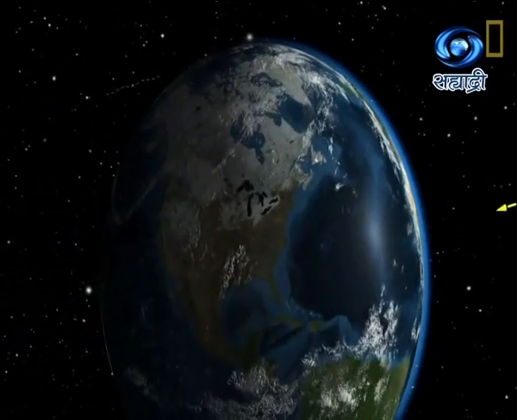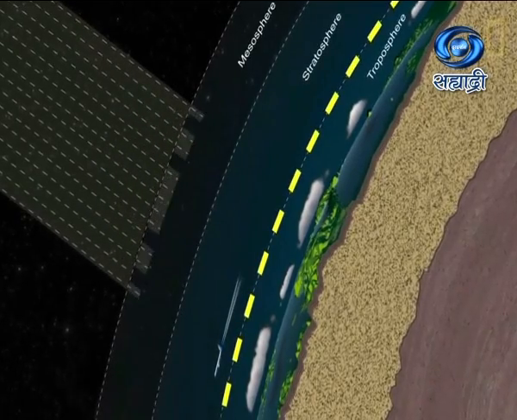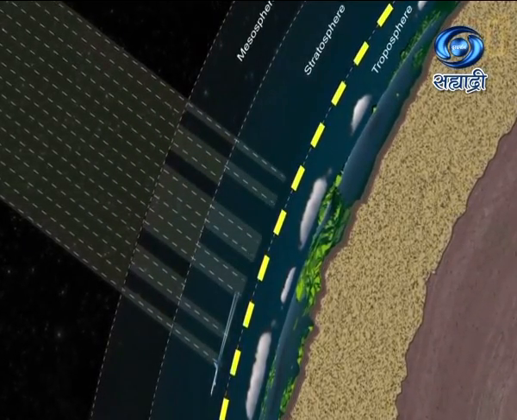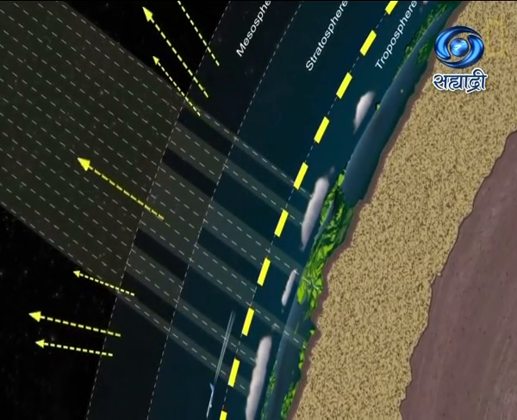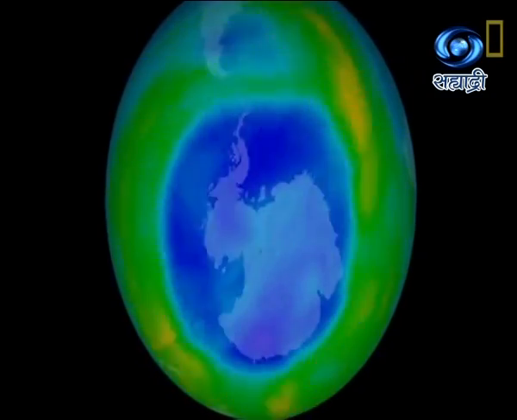The ozone layer acts as Earth's sunscreen, absorbing about 98% of damaging ultraviolet or UV light. But the ozone layer has gotten thinner.